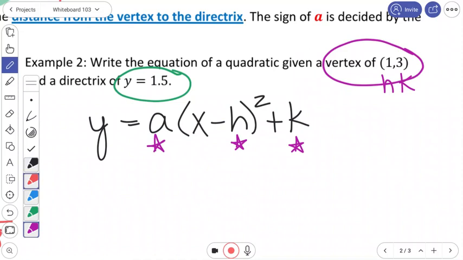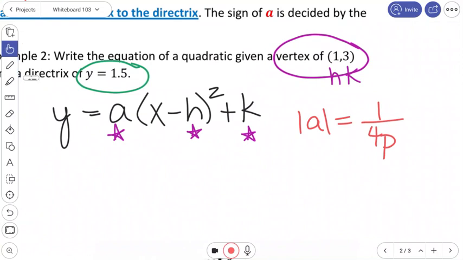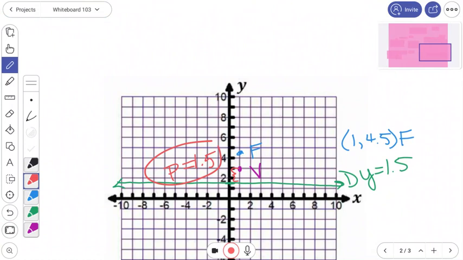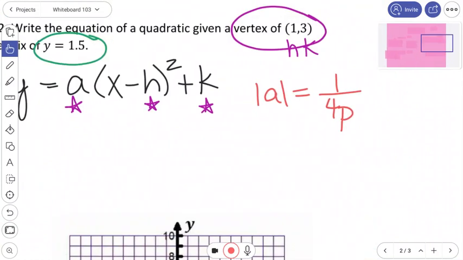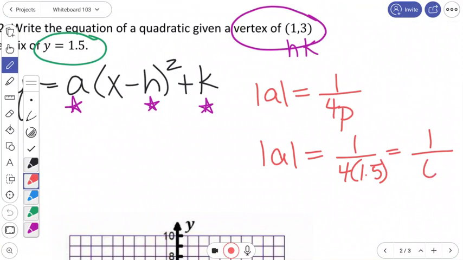So we'll use our formula. The absolute value of a equals 1 over 4p. Now in this problem, the p-value wasn't given to us, but we did figure out what it was. Our p-value was 1.5. We wrote it down right there. So we're just going to sub that value back in. The absolute value of a equals 1 over 4 times 1.5. So our numerator is 1. Our denominator is just 4 times 1.5, which gives us 6.